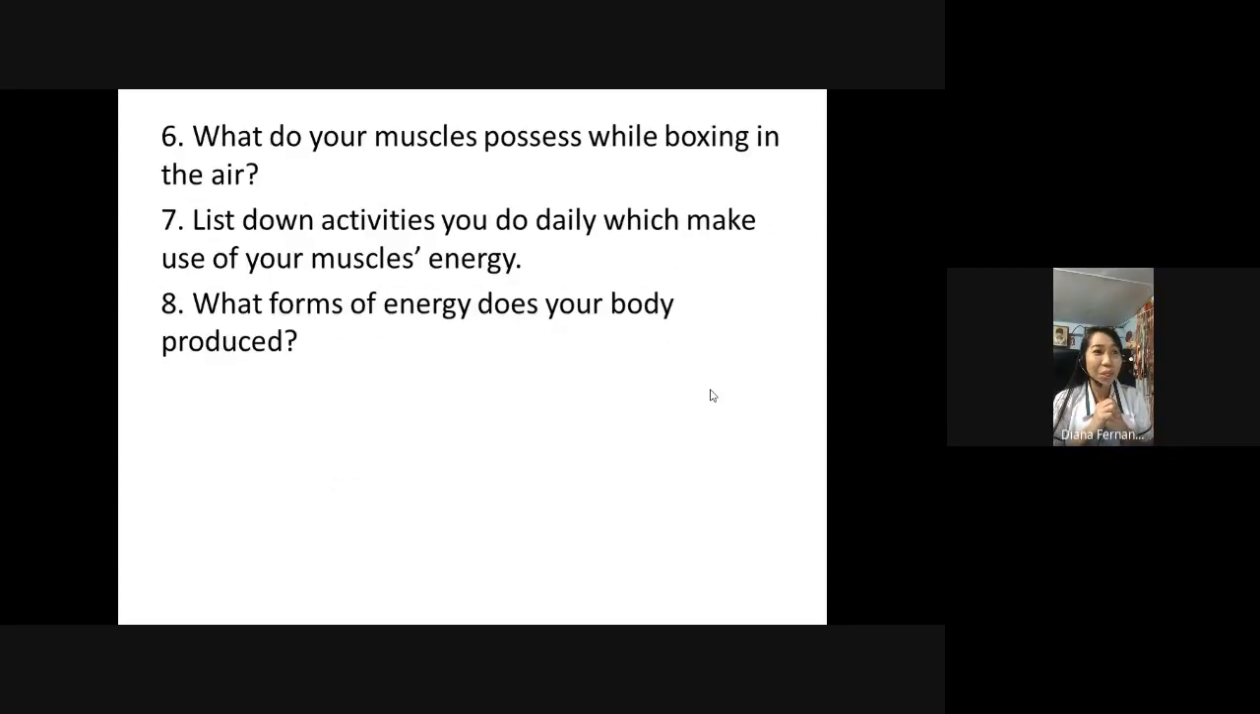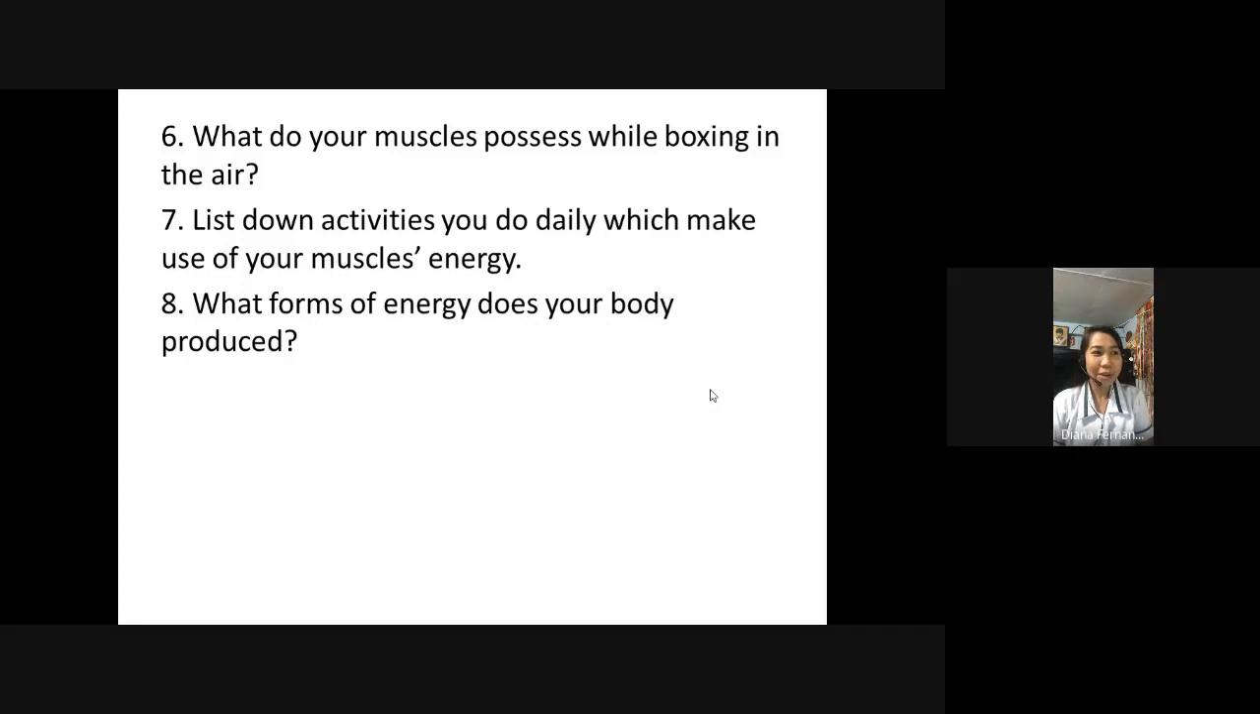So what do your muscles produce while boxing in the air? O, doon naman tayo sa pangatlong procedure. So what is present in your muscles habang nagbo-boxing tayo like Pacquiao? Ano yon? Muscles. Lakas. Okay, it is mechanical energy.